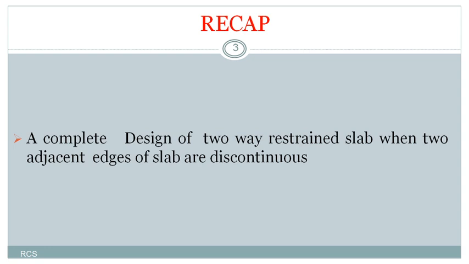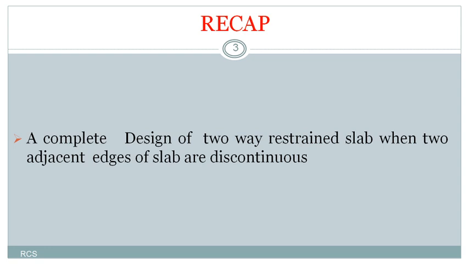Then we have to calculate the area of steel. The area of steel can be calculated along the x direction and y direction with respect to the moment of resistance formed by the tension zone. After calculating the area of steel, we go for checking. We have to check against deflection, check against development length, and check against shear.